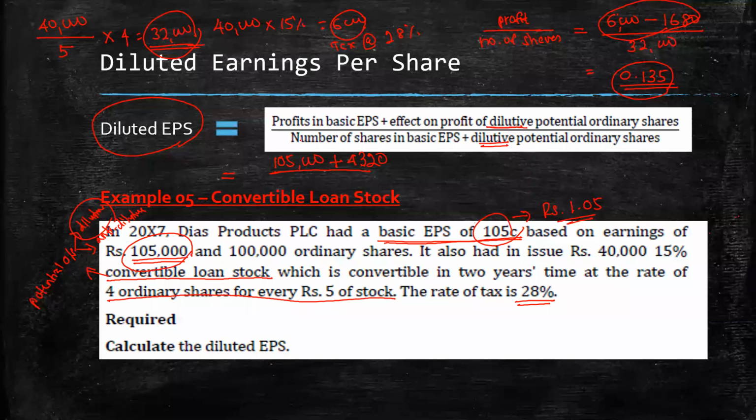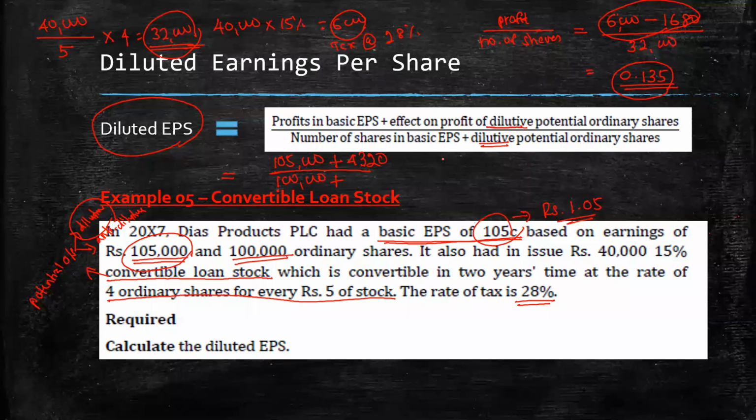Now we will move to the denominator part. The number of shares in basic EPS. What is the number of shares considered in the basic EPS calculation? Here it is 100,000. We need to adjust for the dilutive potential ordinary shares. As a result of this conversion, our shares go up by how many? 32,000.